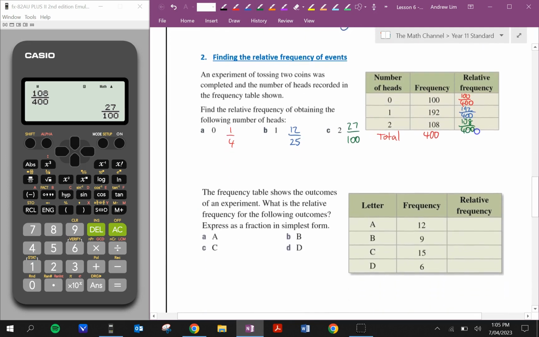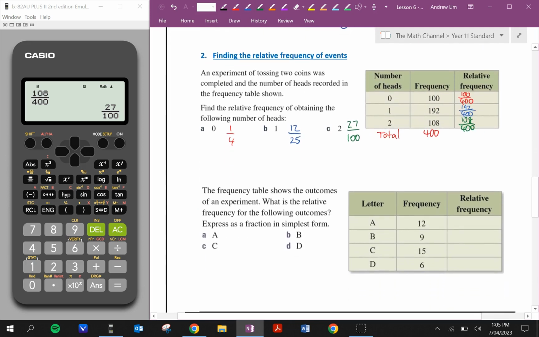Now, from a previous lesson, you should know that all of these probabilities should add to 1. Right? So if we were to do 1 quarter, plus 12 on 25, plus 27 on 100, it equals 1. Alright.